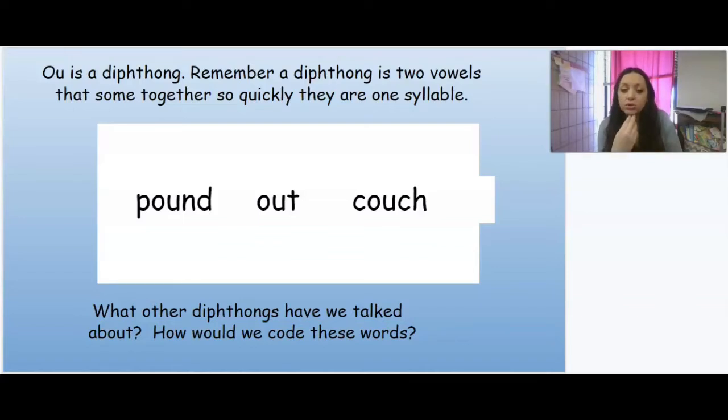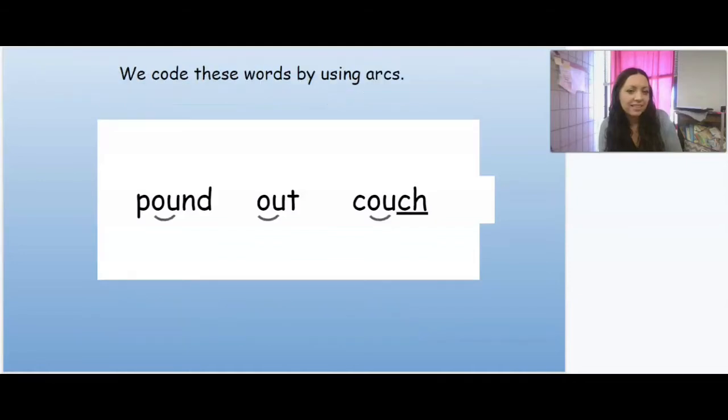Ow, that sound. What other diphthongs have we talked about? We talked about OI and OY. And how did we code those? Do you remember? We code these words by using arcs, just like a letter combination, because we're showing those letters are going together. So look, ound, I can tell they go together. Out, ouch. They're hooked together.